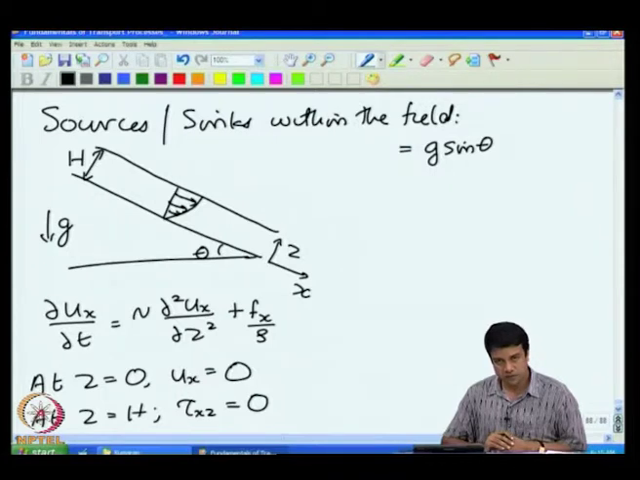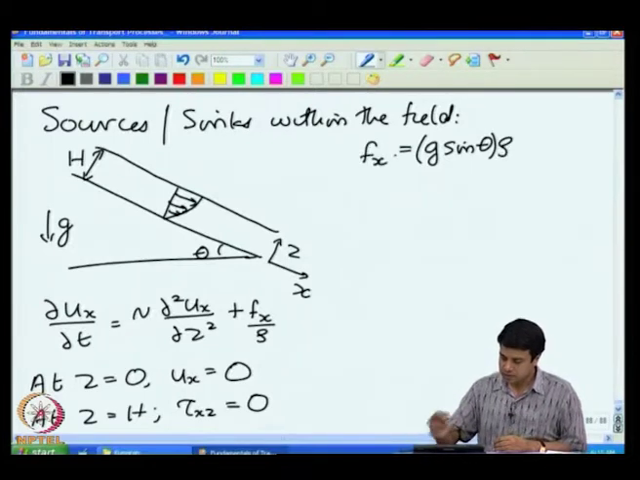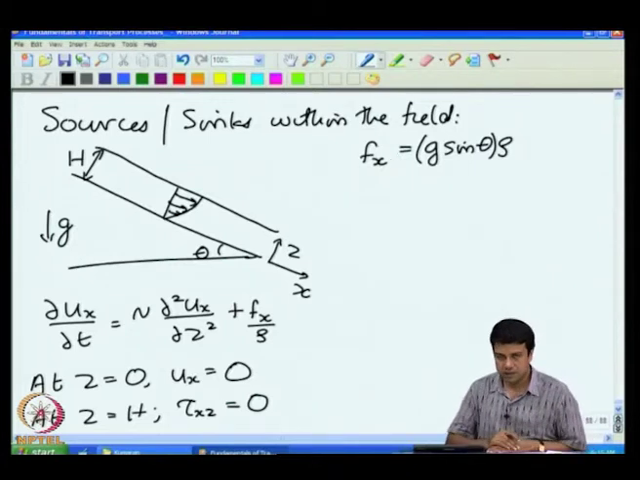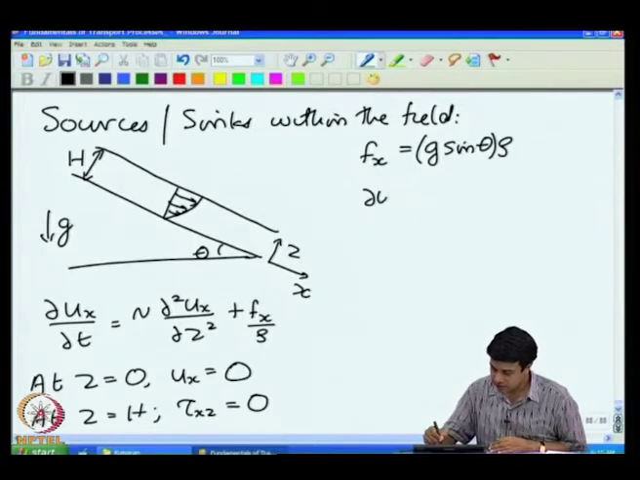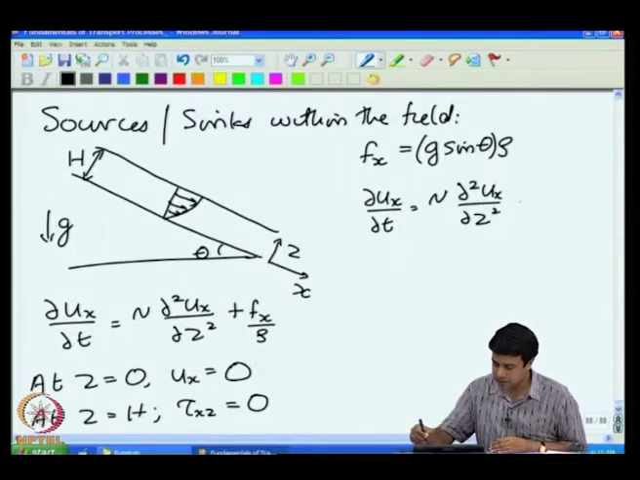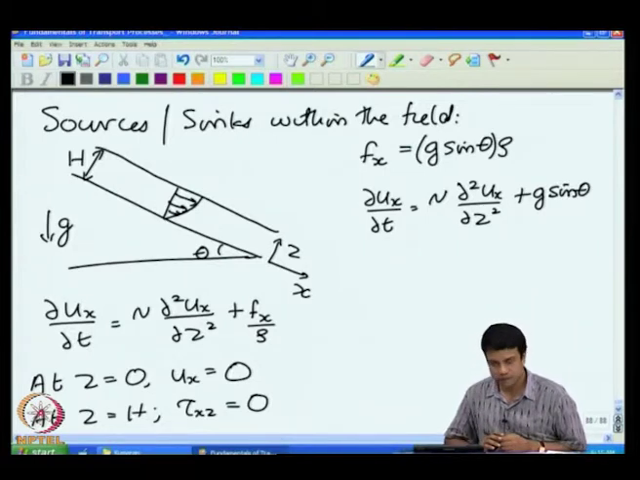Therefore, the force per unit volume acting on every volume of fluid has to be g times sine theta times the density. So, this is the force acting along the x direction on every differential volume of the fluid. If I put this into the governing equation, I get dux by dt is equal to nu times d square ux by dz square plus g sine theta. So, that is my equation for the velocity field.